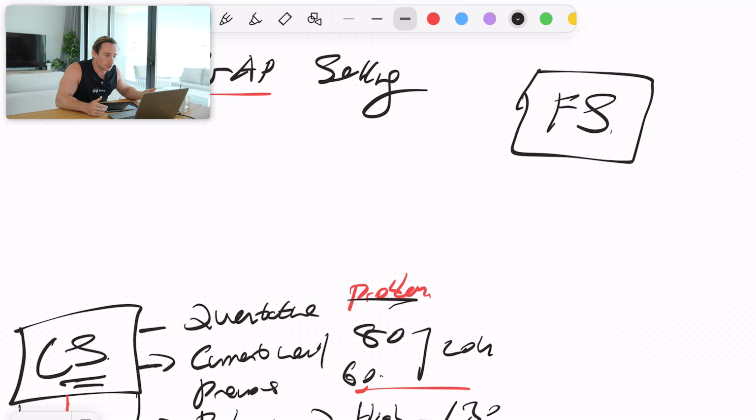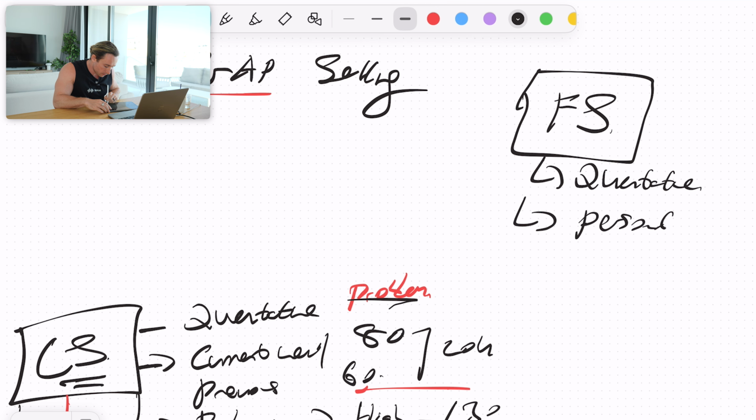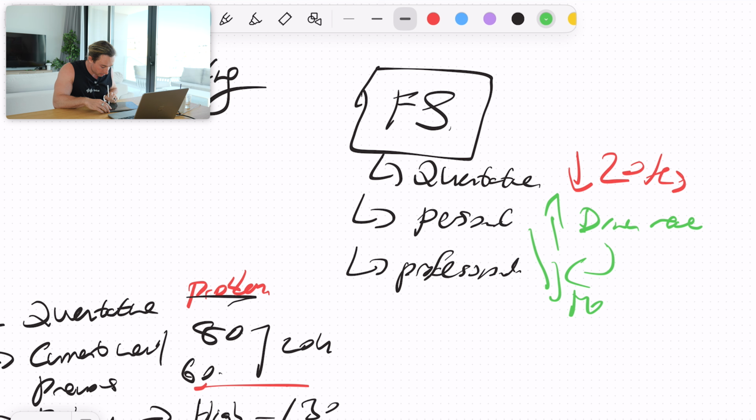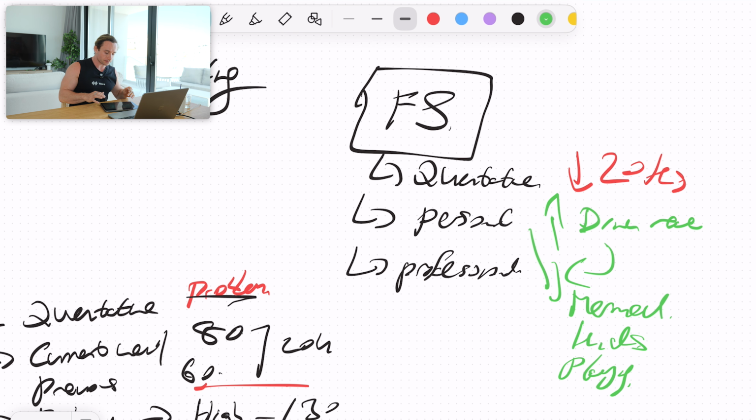Your future state, in essence, is basically your current state solved. So again, looking at the problem, looking at where they want to get to, quantitative, personal goals and professional goals. Let me give you an example. Take the health number. I want to be, let's say, 20 kilos lighter. Professional goals: I want to work more on my business to drive more revenue. And then the personal goals could be getting married, kids, playing with your children or whatever.